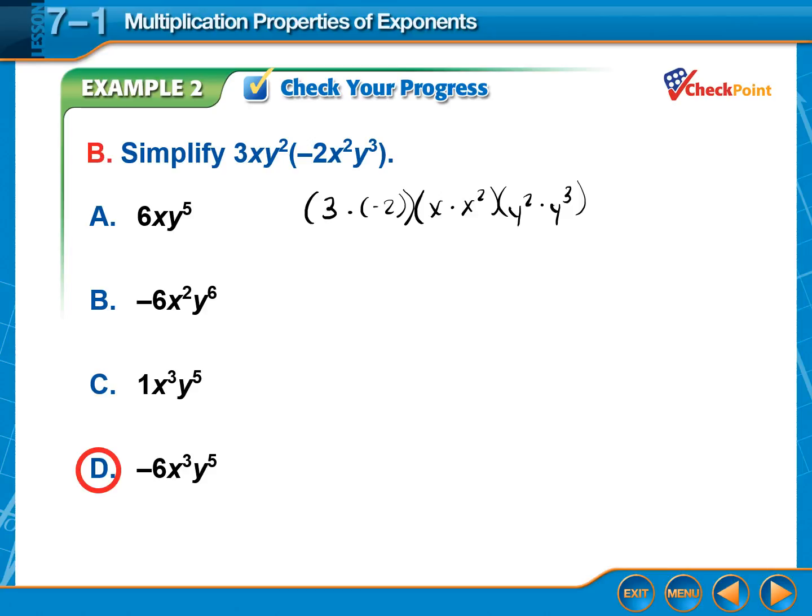So 3 times negative 2 would make negative 6. For x, I'm going to add together my exponents because I have the same base. So I've got x and x squared, which means I'm going to add together x to the 1st plus 2 more x's. And then for y's, I'm going to add 2 plus 3. So I get negative 6 x to the 3rd, y to the 5th.